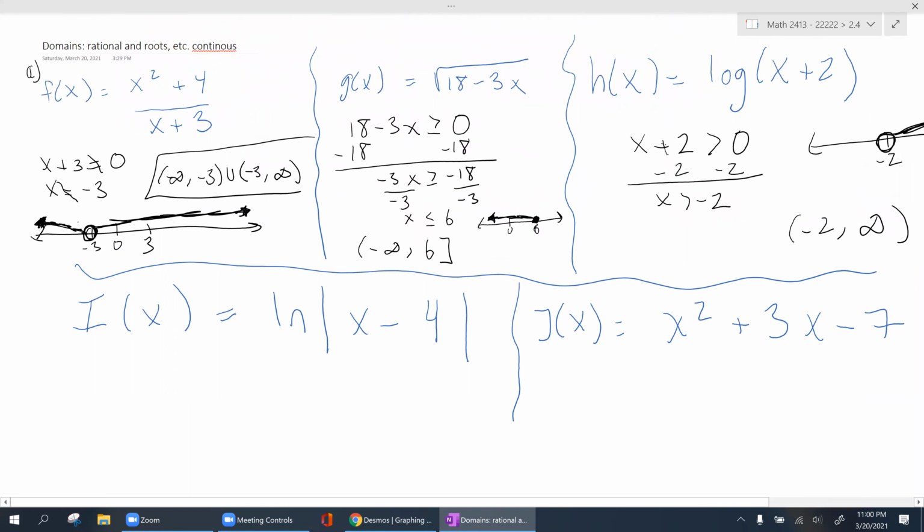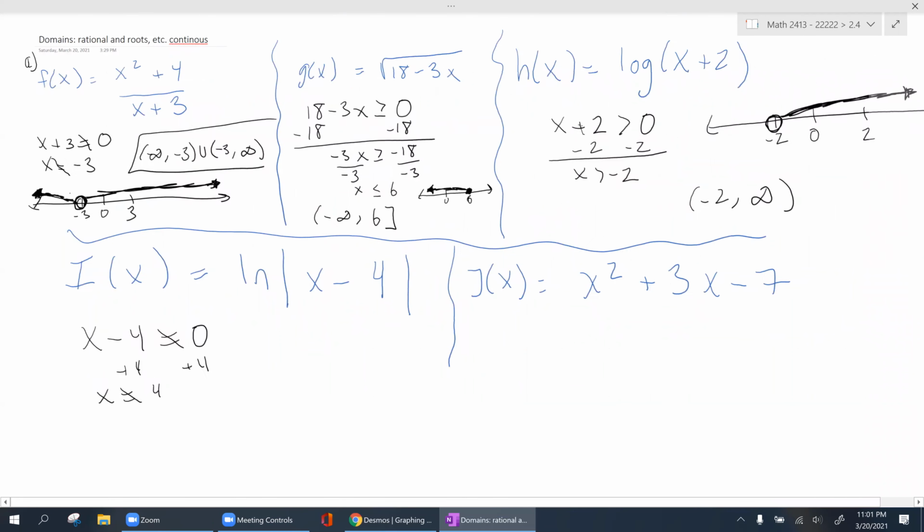Okay. For our natural log functions, which have the same properties as the logarithmic functions, but specifically here you're dealing with the absolute value. The natural log of everything on the inside is the absolute value. Here you take everything on the inside, and you strictly say this cannot be 0. It cannot be 0, and then you would go ahead and solve for your x. It cannot equal 4, but it can be anything else.